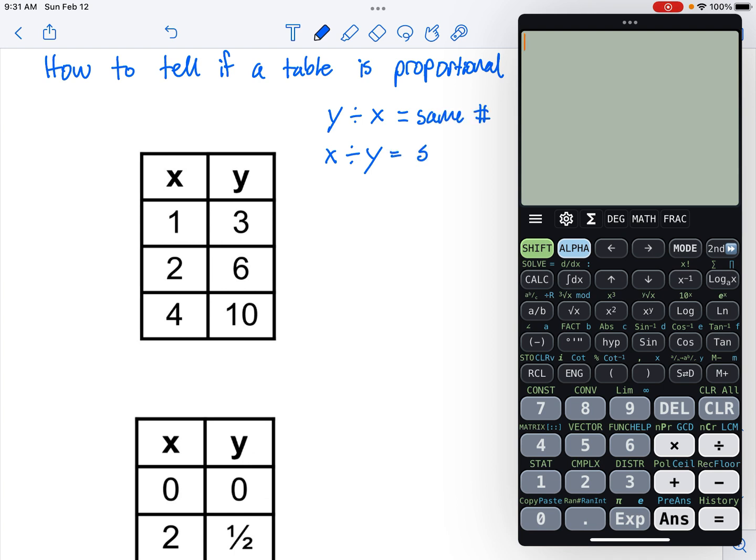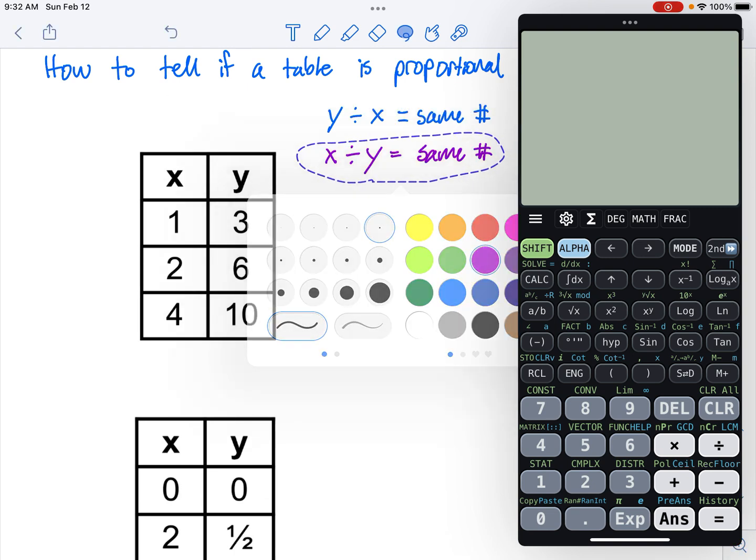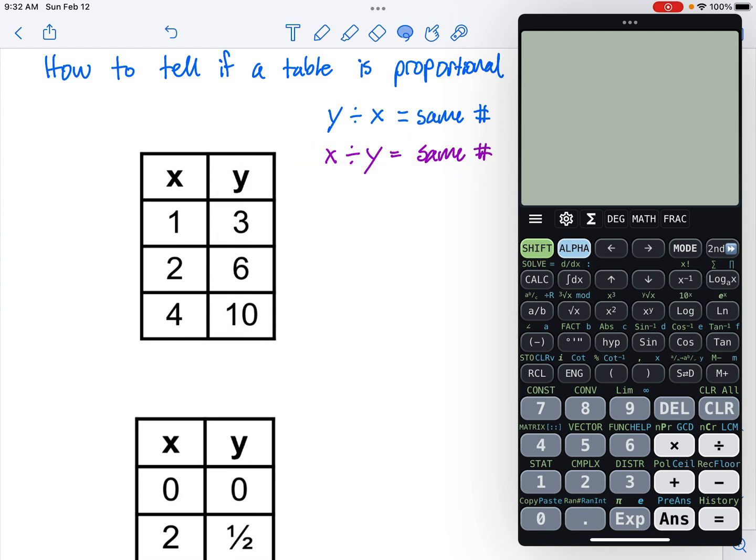Now, they're not going to be the same number as each other because I'm dividing in the opposite way, but as long as I'm doing the same order for each pair of variables, I should get the same thing. So let me show you. I'm going to actually color code this to show you that you can test it in two ways. I'm going to test y divided by x for each table and x divided by y to show you whether it's proportional. So I'll do y divided by x first.